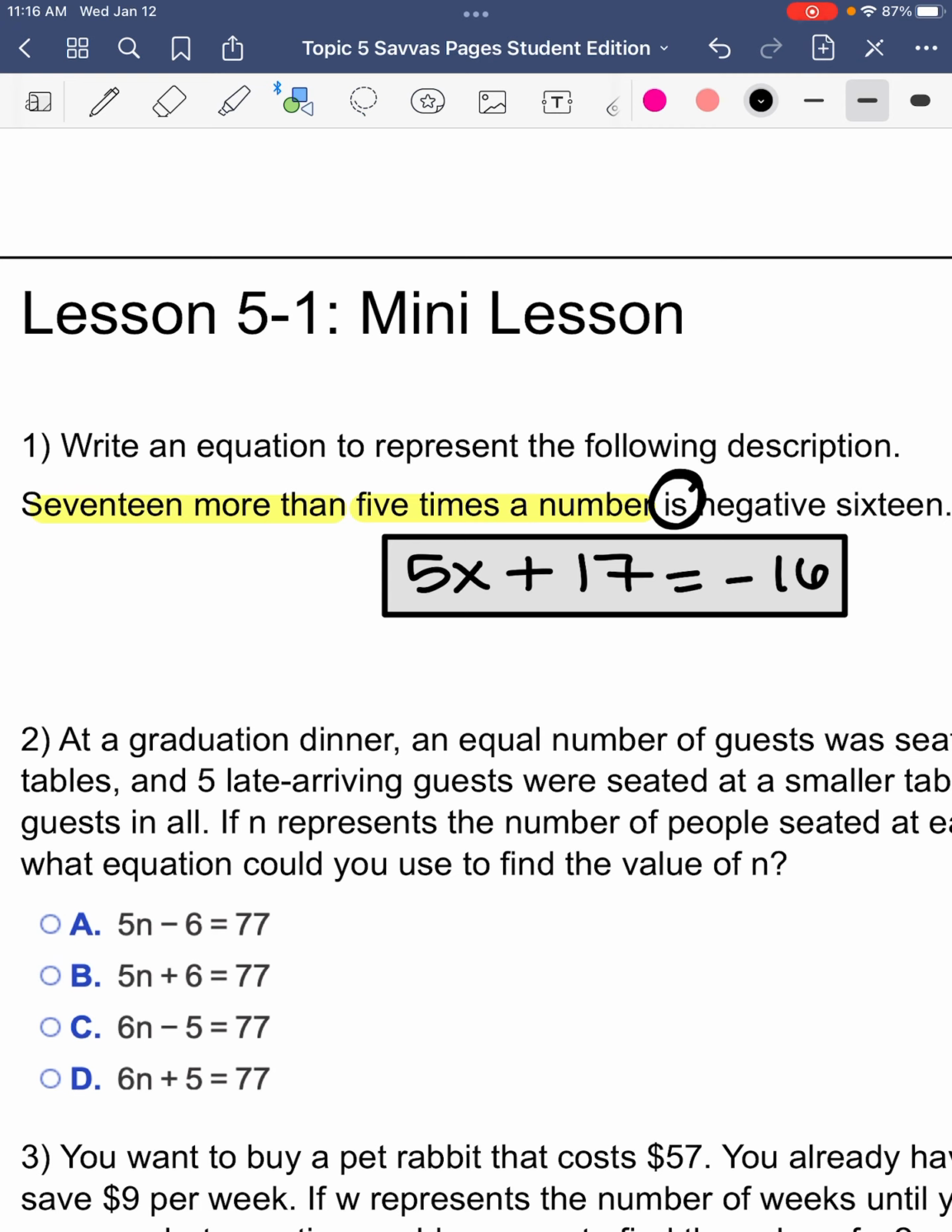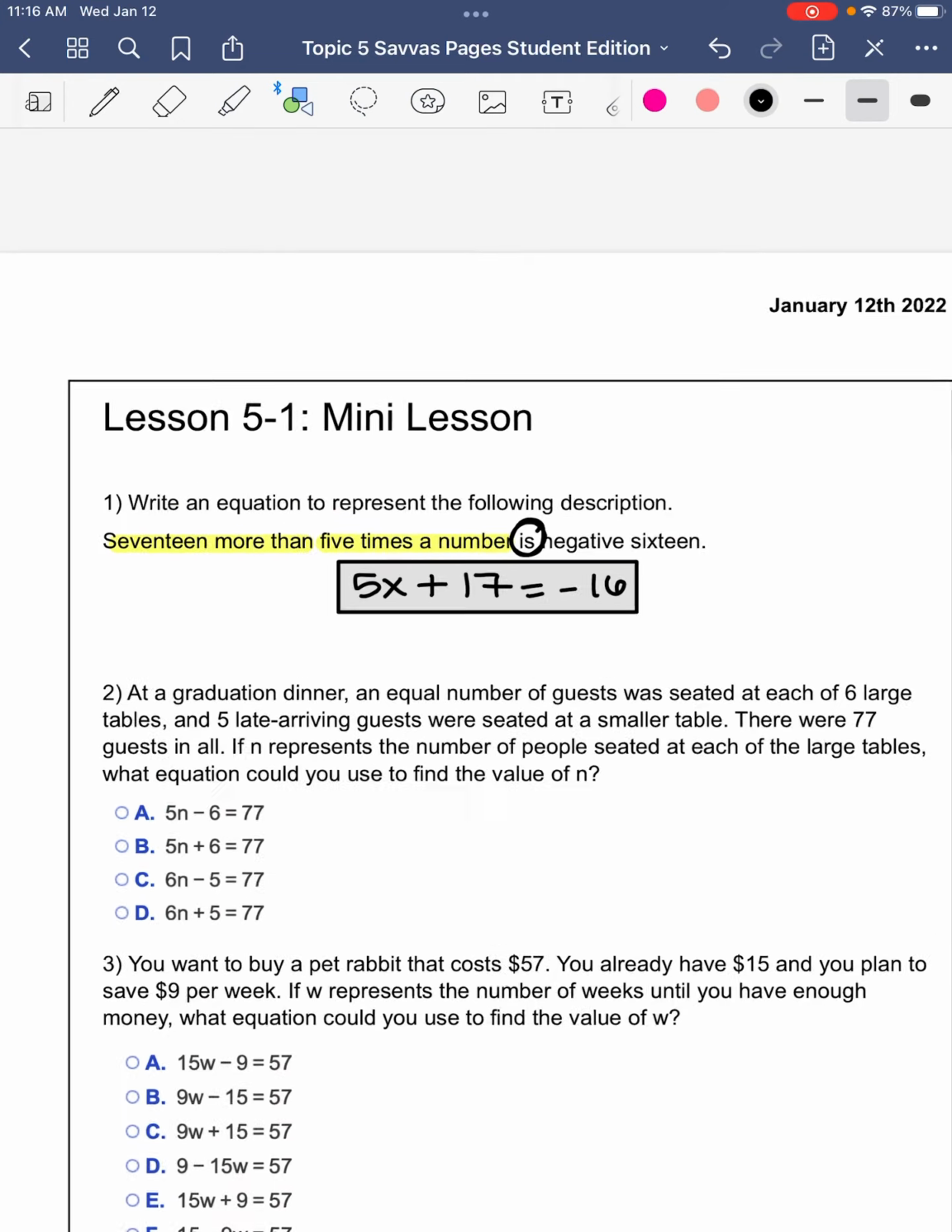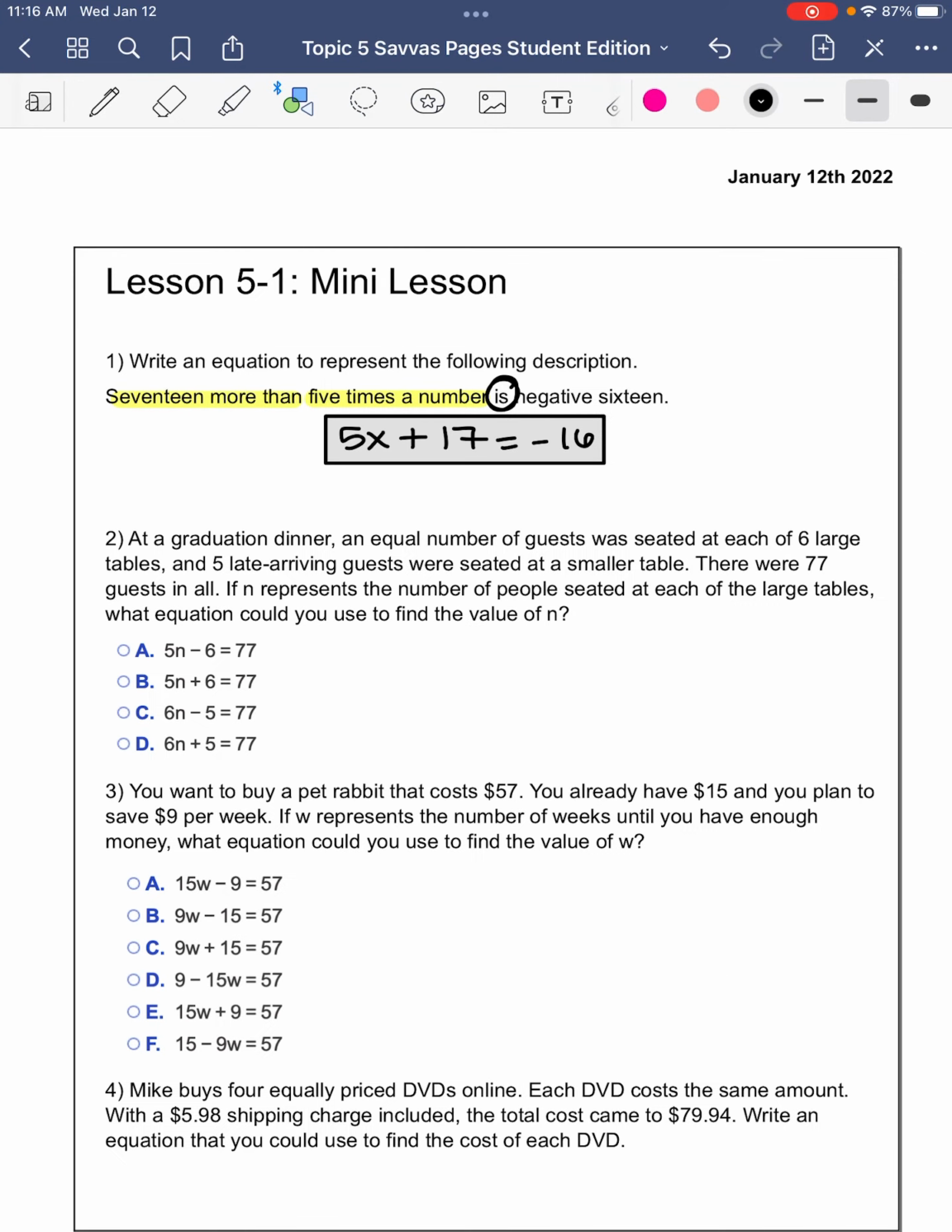Number two, at a graduation dinner, an equal number of guests was seated at each of 6 large tables, and 5 late arriving guests were seated at a smaller table. There were 77 guests in all. If n represents the number of people seated at each of the large tables, what equation could you use to find the value of n?